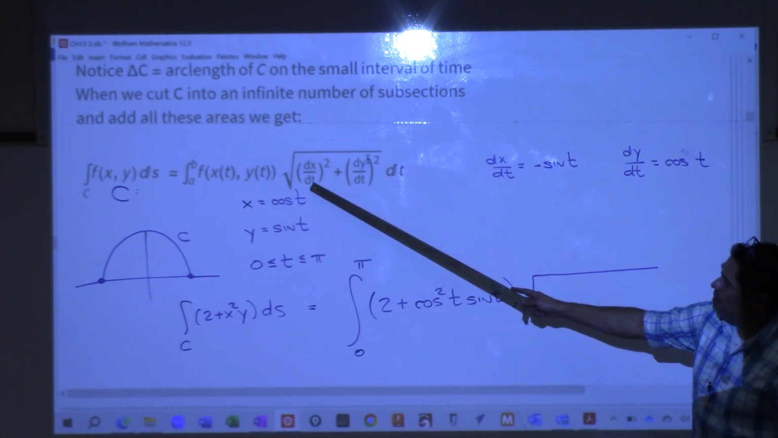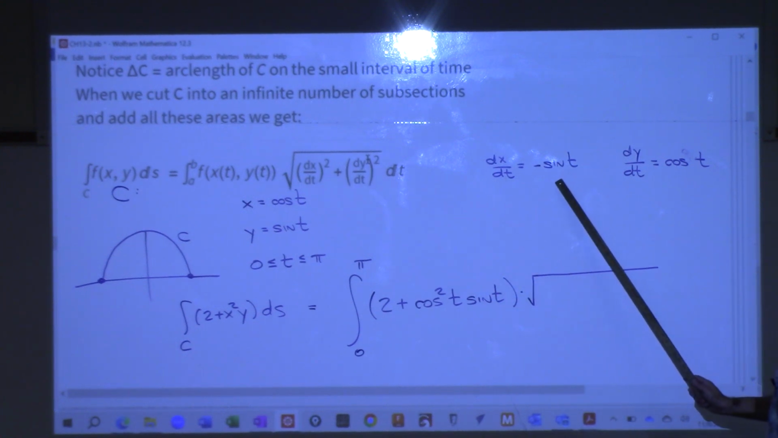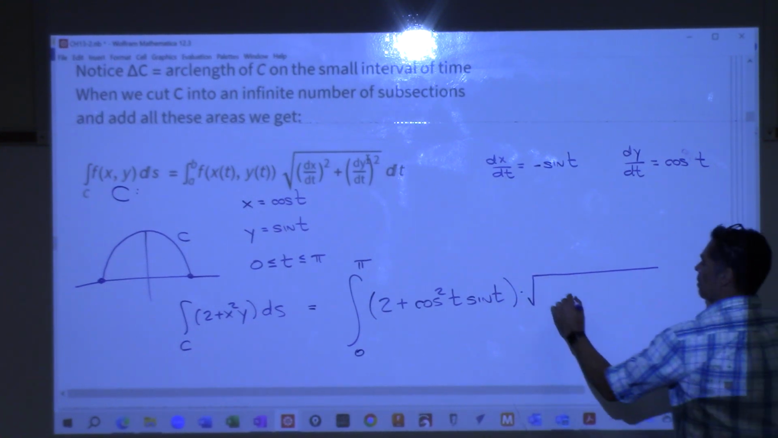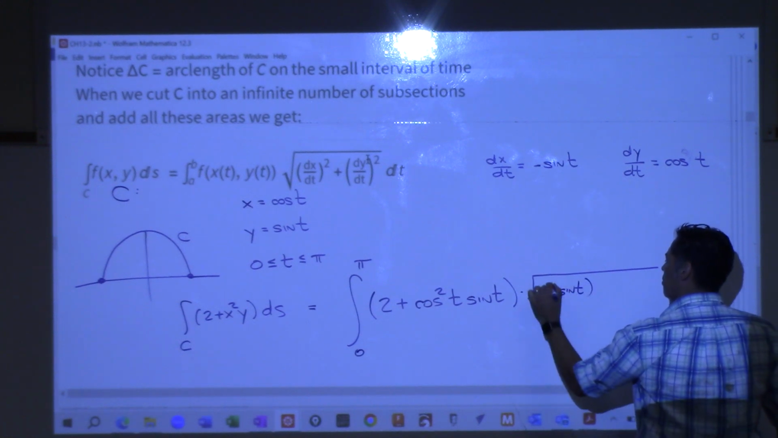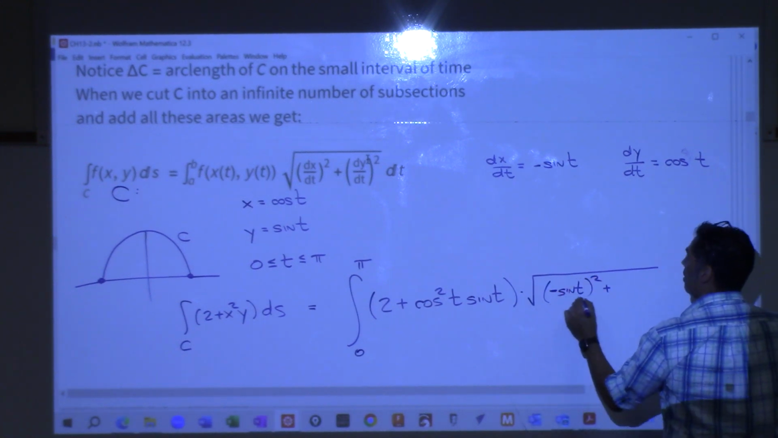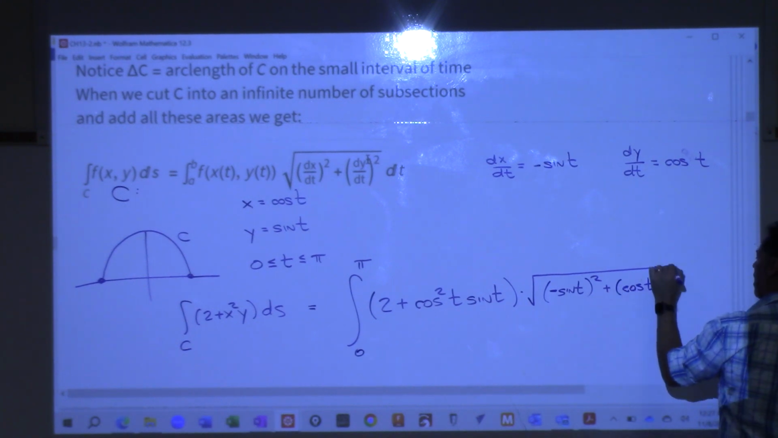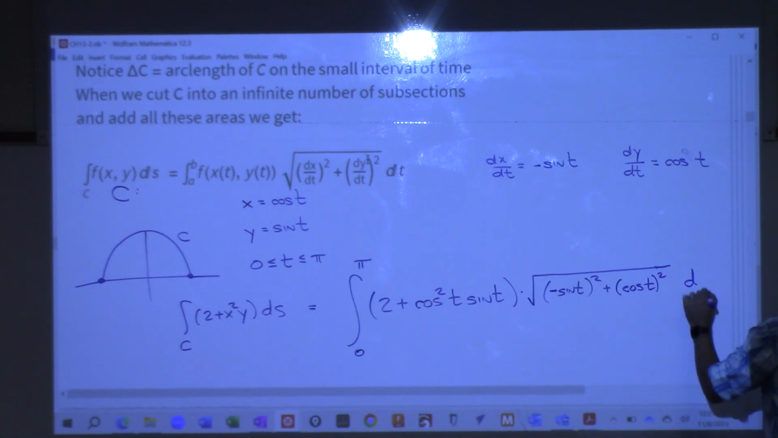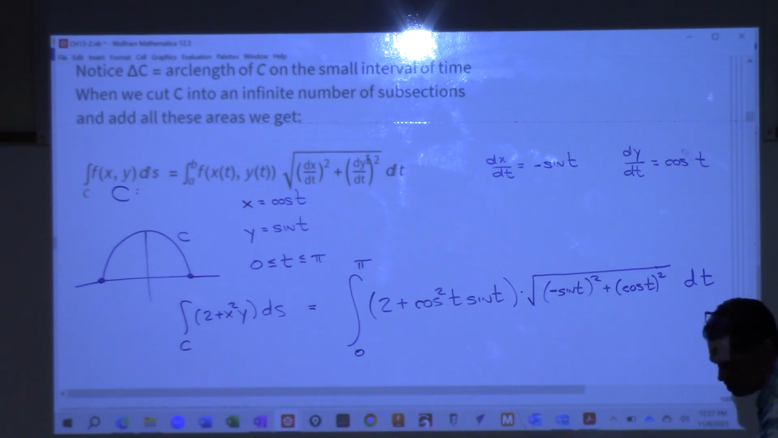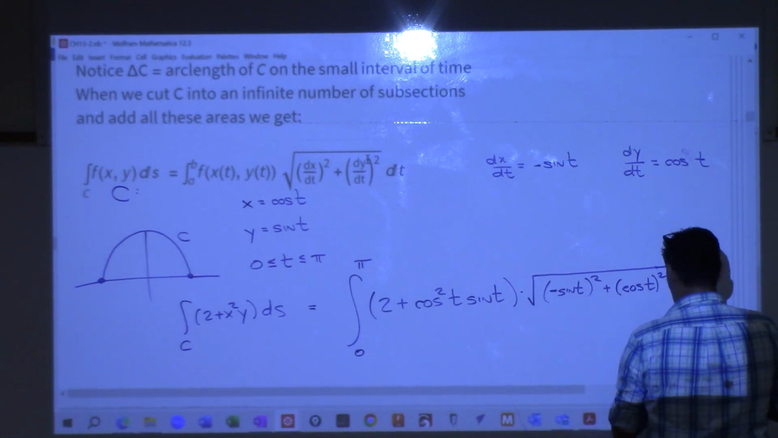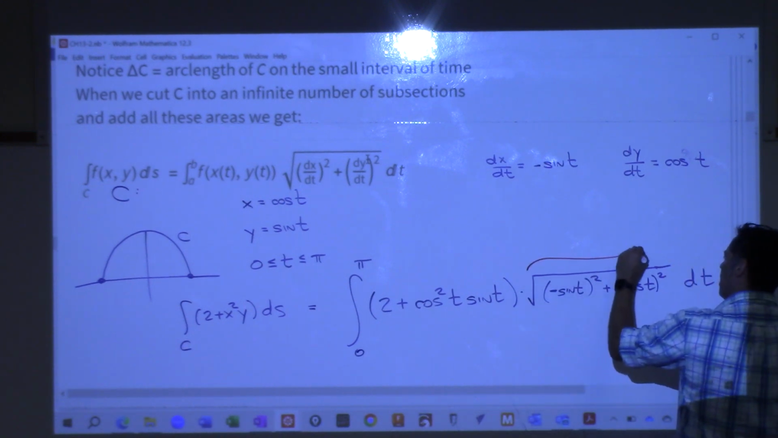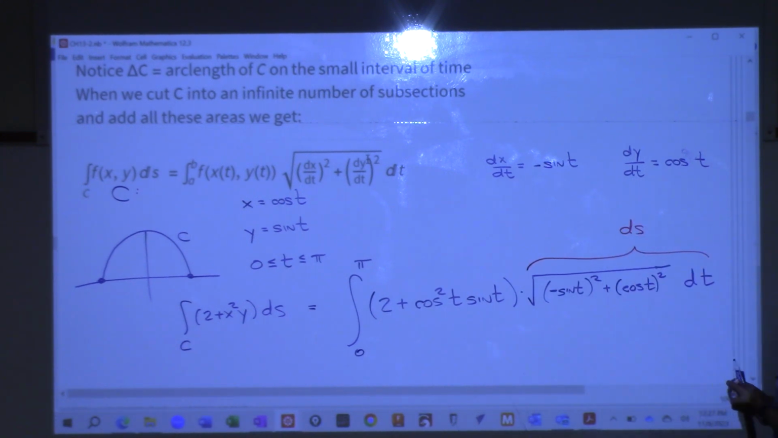So now I want to take the derivative of x with respect to t and square it. So take that and square it. Negative sine t, but then square it, plus that one squared, and then dt. So please understand, everyone, that this right here is what ds is. That is your arc length formula from Cal 2.